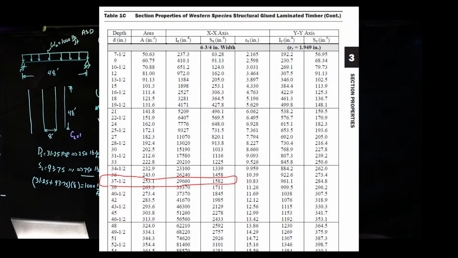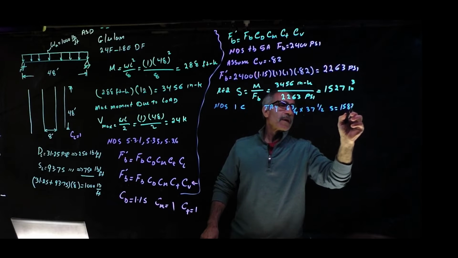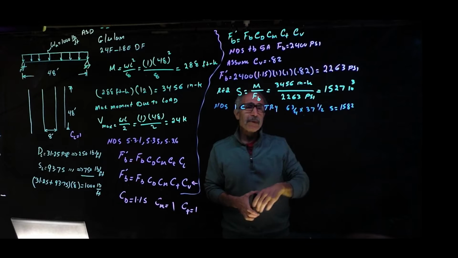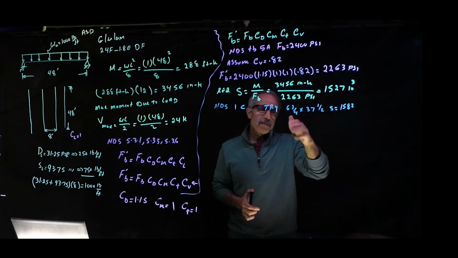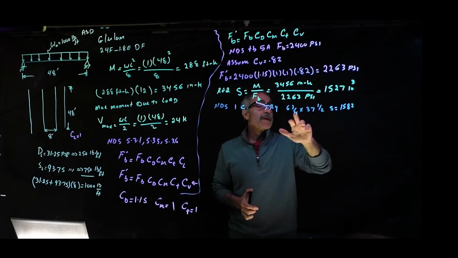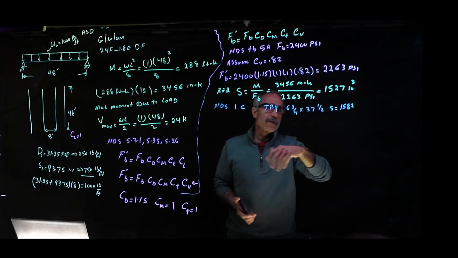I'm going to pick 3 of them out. Try 6 3/4 by 37.5, and that will give me a section modulus of 1582. And because we're doing a fire rating, you really want to make this number as big as possible, but not too big. Because we know for a beam, the taller it is, the bigger the moment of inertia, all that stuff, you know that.